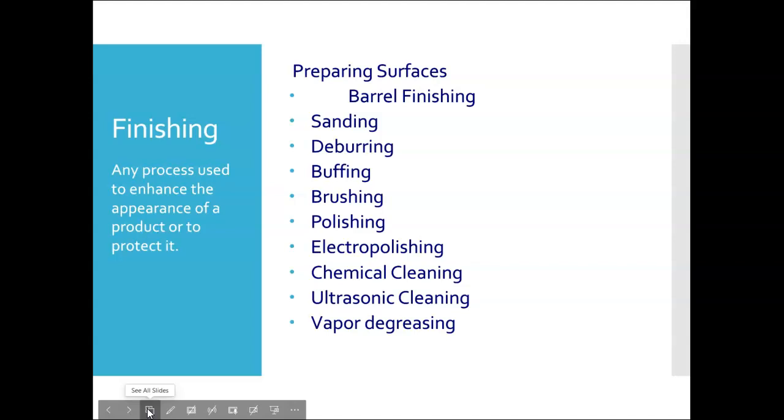I think all of you know and understand what sanding is and what deburring is at this point. Of course, we can have a buffing wheel and some polishing compound to buff out and give it a shine. Brushing is just that, where we take a brush and either knock off scale or do different things there to clean the surface as well. Polishing is going to make it shine. In addition to just regular hand polishing, we've got some other types of surface preparation called electropolishing, where we use electrolysis. There's chemical cleaning, ultrasonic cleaning, and vapor degreasing.